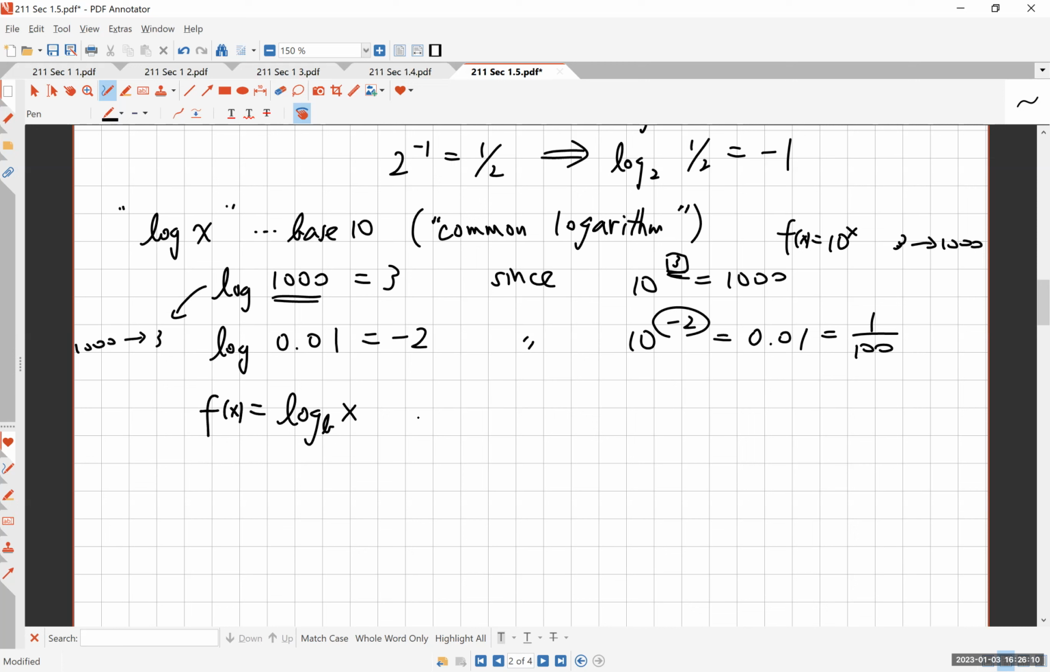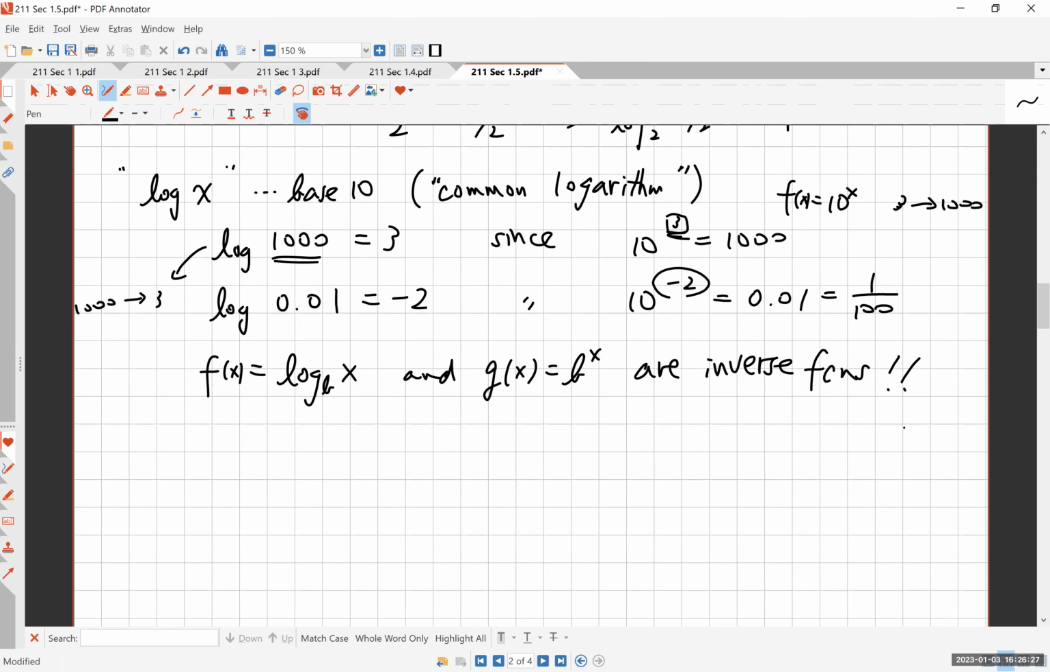All right, so log base b of x and, maybe I shouldn't call these the same function, g(x) and b to the x are inverse functions. So keep that in mind. And because of that, the graphs are going to be symmetric with respect to the line y is equal to x. All right, so if I were to graph 2 to the x, it's going to look like this.